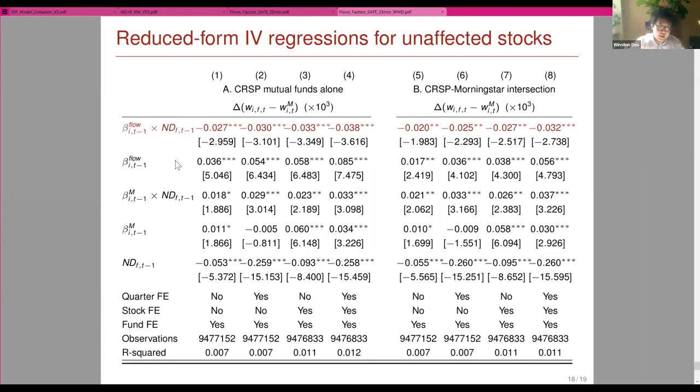The idea is that the funds that are hit by this natural disaster more significantly in quarter T-1 will tilt more aggressively at the same time, changing their portfolios more aggressively towards these low beta stocks, low flow beta stocks. So that's why you see the significant negative coefficients. And also the result is robust if you use the CRSP-Morningstar intersection subsample.